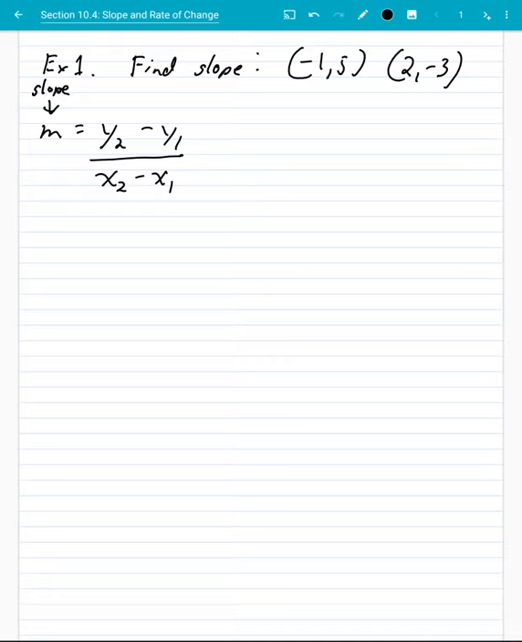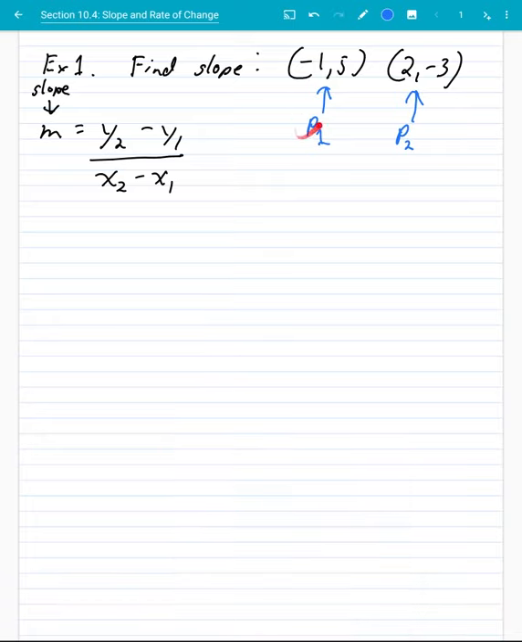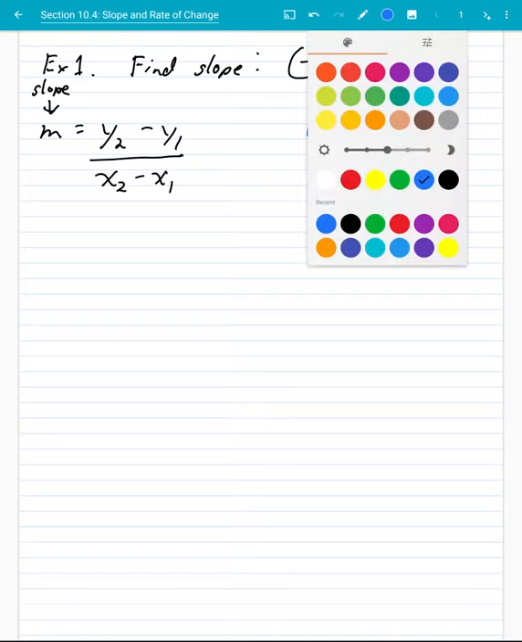Now, y2 and y1 and x2 and x1 represent the 2 different points. We can call this one right here our point 1. This one would be called our point 2. We usually abbreviate with this right here. The P indicates that it's a point, and the little subscript 1 below it means point 1 and then point 2. So we're saying 2 different points, but they're both points. So how we label it is like this.